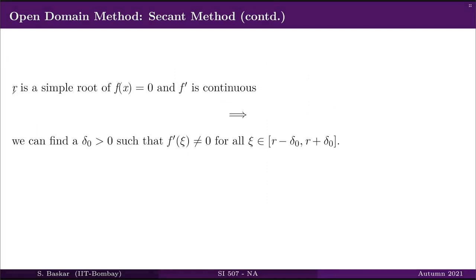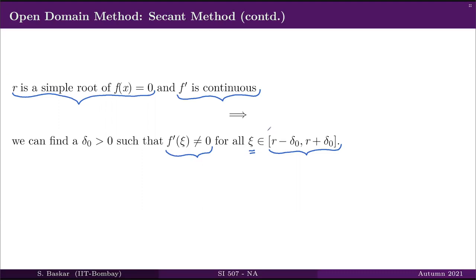Recall that we have assumed the root of our interest r is a simple root, and also we have assumed that f is C2 function. Therefore, in particular, f dash is a continuous function. With the help of these two assumptions, we can find a small neighborhood of the simple root r such that f dash of xi is not equal to 0 for all xi belonging to this delta neighborhood. This is a well-known result in basic analysis.